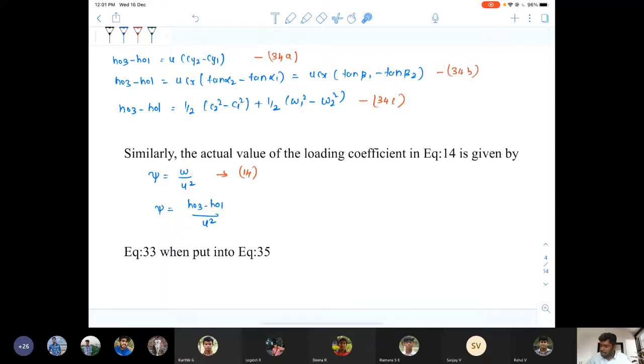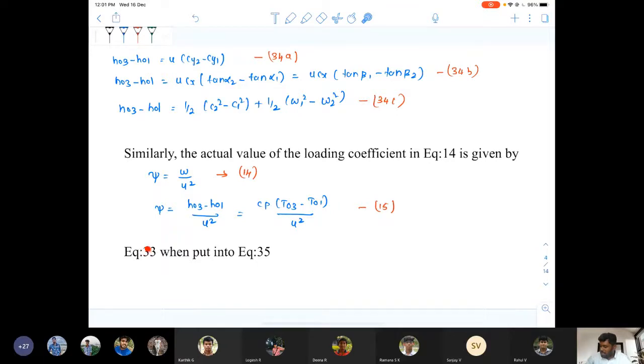Now, this value of psi, when we represent in the temperature format, you will be writing Cp times T03 minus T01 divided by U square. And now consider this as equation number 15. We have substituted the value of W in this equation, and thus the loading coefficient psi will be equal to H03 minus H01 divided by U square, which is equal to Cp times T03 minus T01 divided by U square.